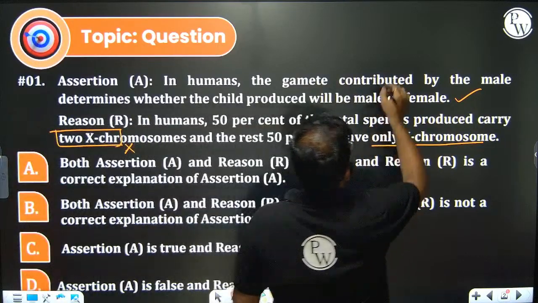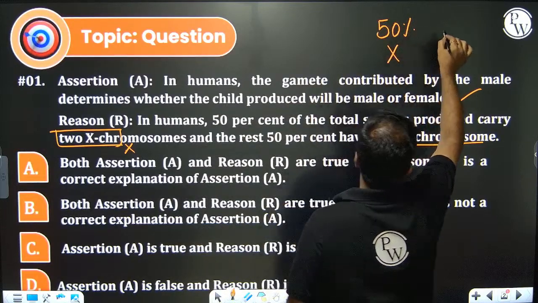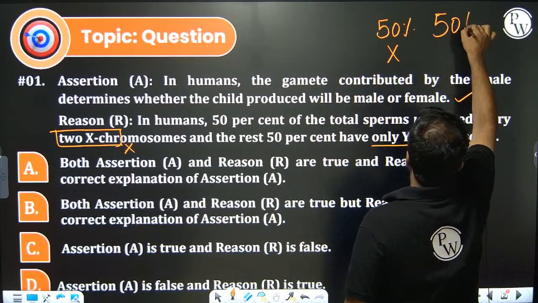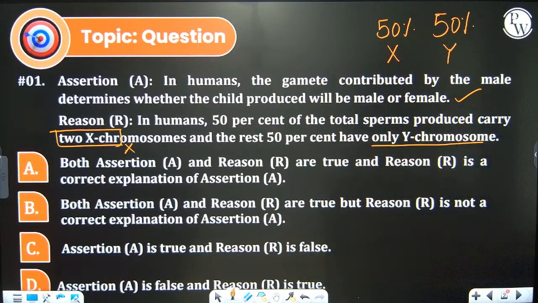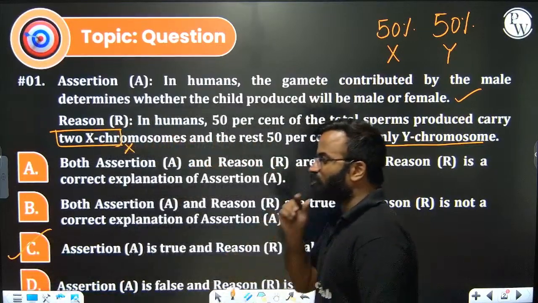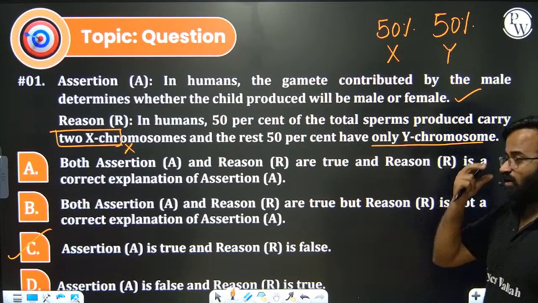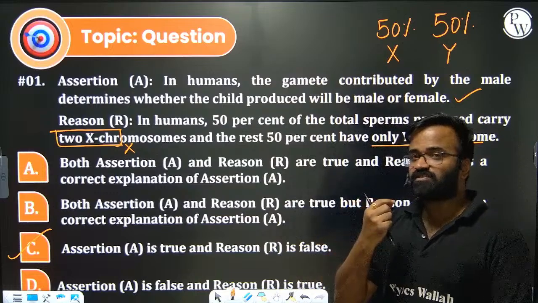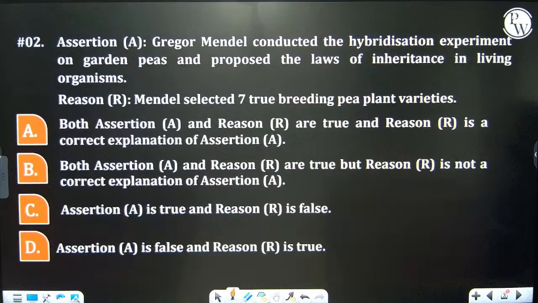So when sperms are produced, 50% of the sperms carry one X chromosome, and the remaining 50% carry one Y chromosome. So I would go with the first statement as true and the second statement as false. So C would be our answer. Okay guys, is it clear? Paying attention while you are reading statement based questions is very crucial for us. Let's go for the next one.